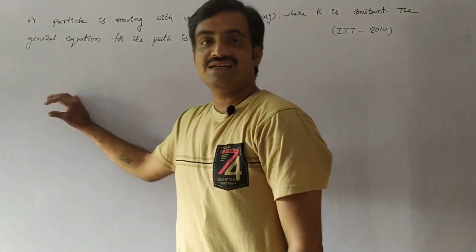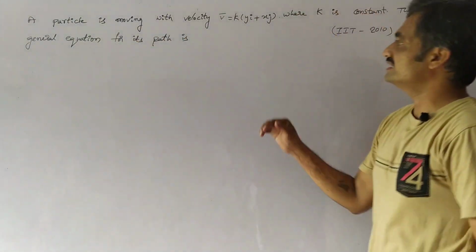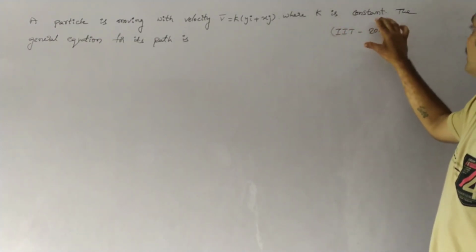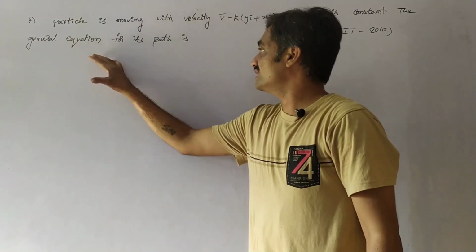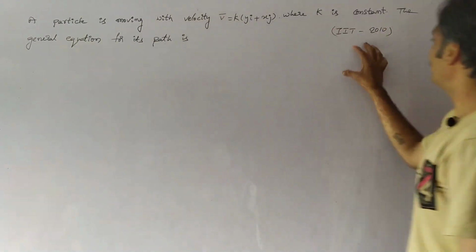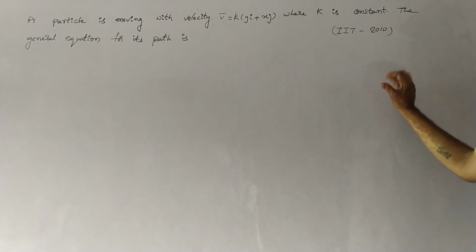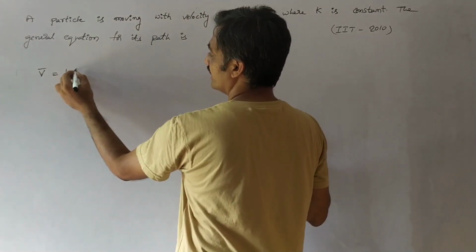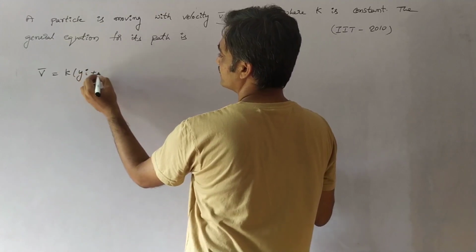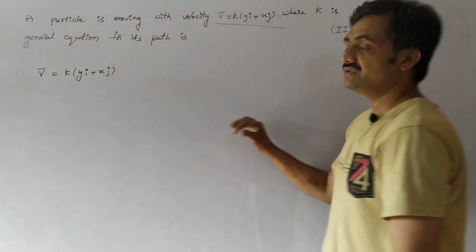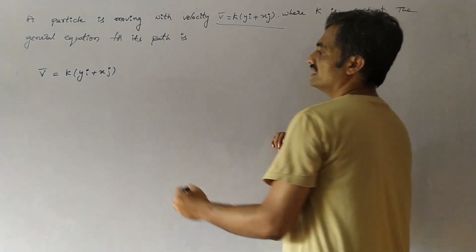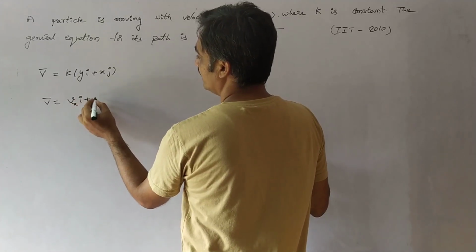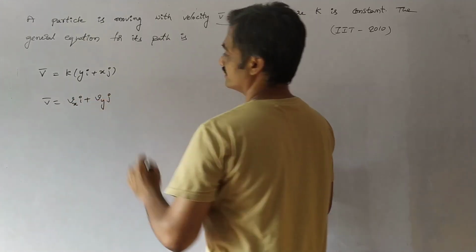The next problem is a particle is moving with velocity v bar equals k into y i plus x j, where k is a constant. Now we have to represent the general equation for its path. Observe that this problem is asked in IIT 2010. So in order to represent that, initially the velocity is given as v bar equals k into y i plus x j. Here we know that the resultant velocity is given as v bar equals v x i plus v y j.